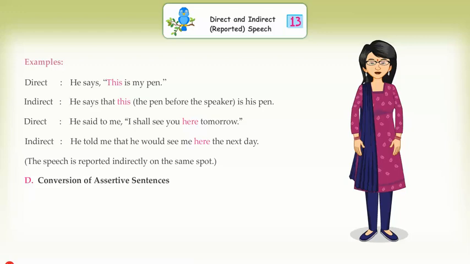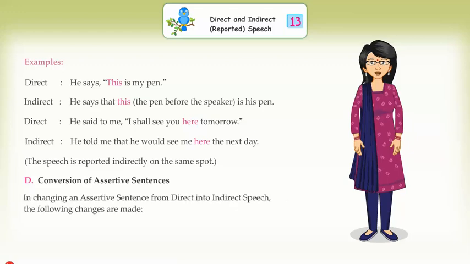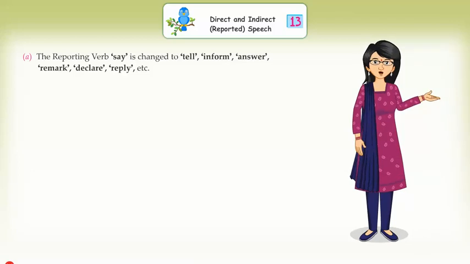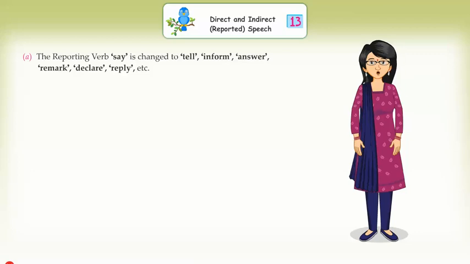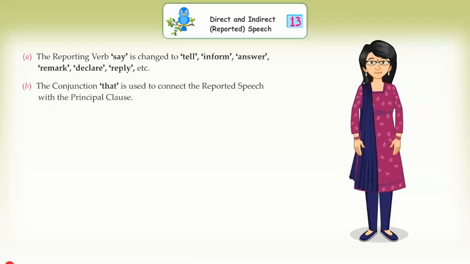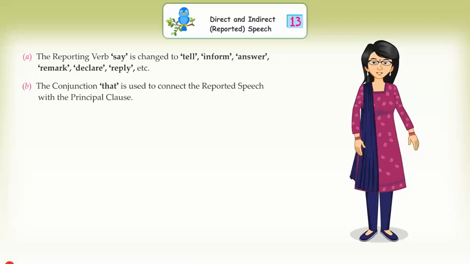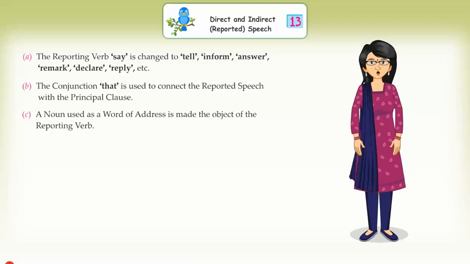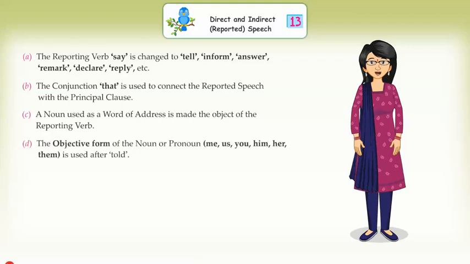D. Conversion of assertive sentences. In changing an assertive sentence from direct into indirect speech, the following changes are made. A. The reporting verb say is changed to tell, inform, answer, remark, declare, reply, etc. B. The conjunction that is used to connect the reported speech with the principal clause. C. A noun used as a word of address is made the object of the reporting verb. D. The objective form of the noun or pronoun, me, us, you, him, her, them, is used after told.